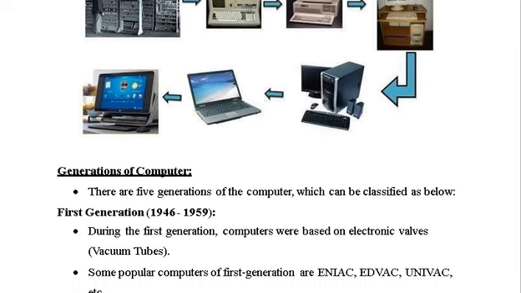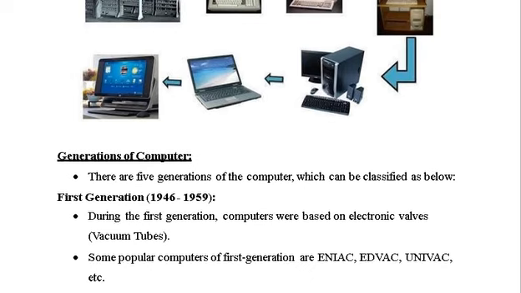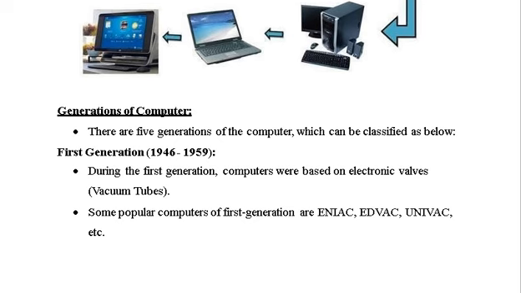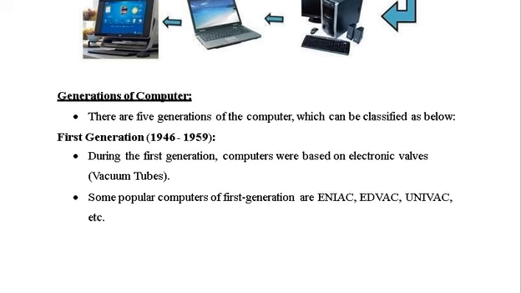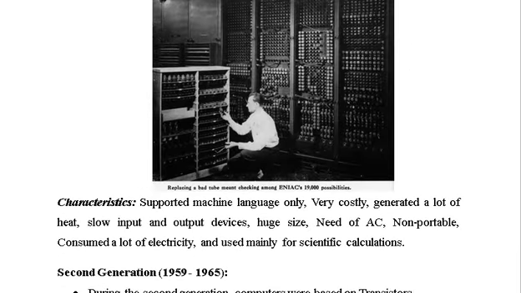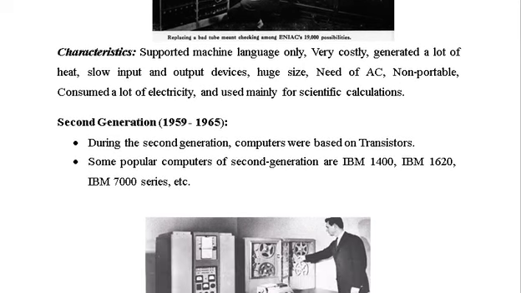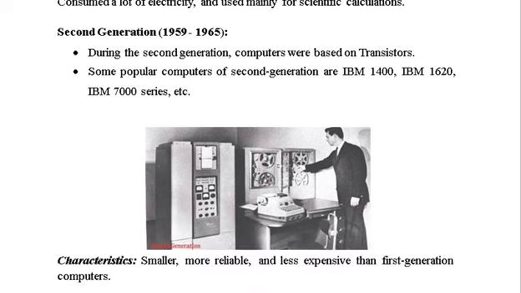Next one is the generation of computer. We have 5 different generations of computer, which can be classified as follows. First generation, it starts from 1946 to 1959. In the first generation, computers were based on electronic valves like the vacuum tubes. And second generation, 1959 to 1965, it was based on transistors.